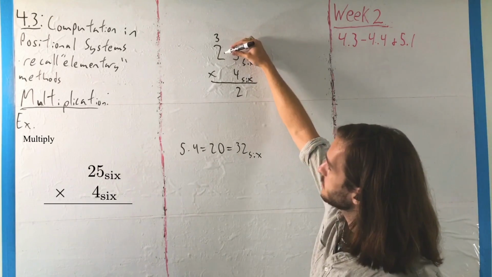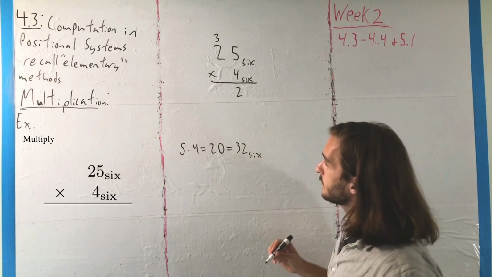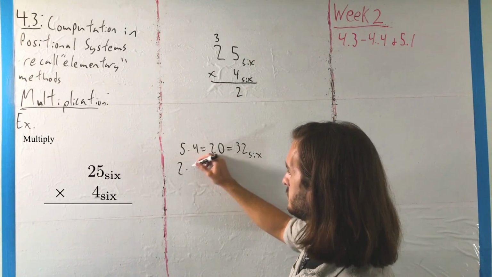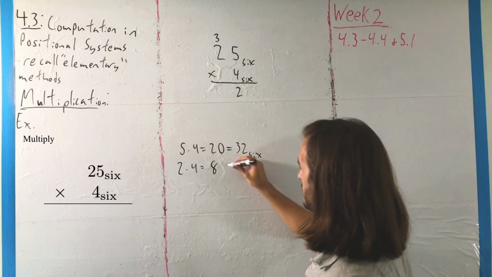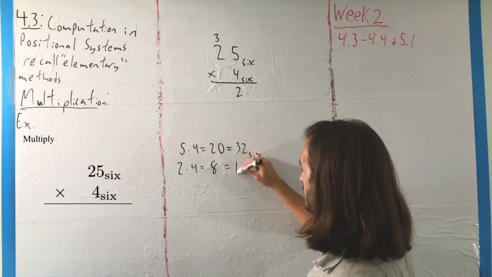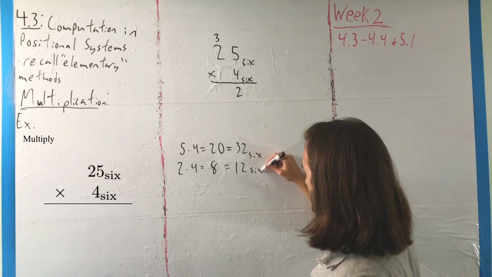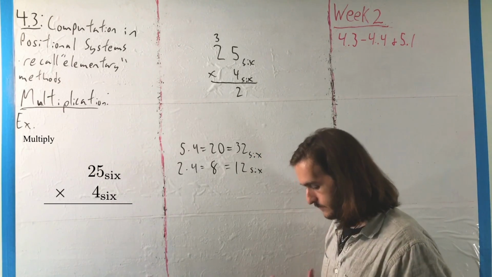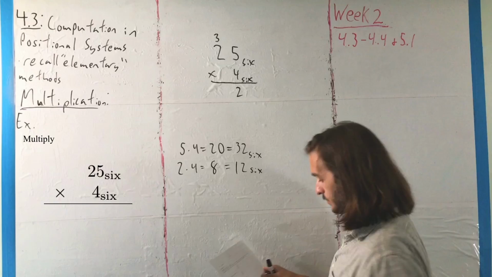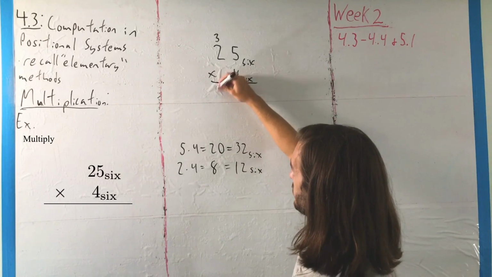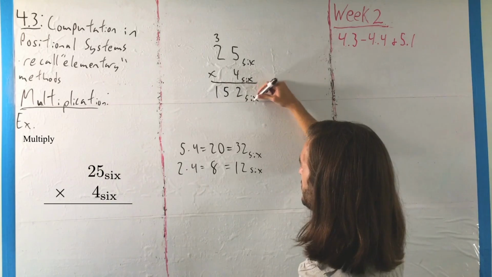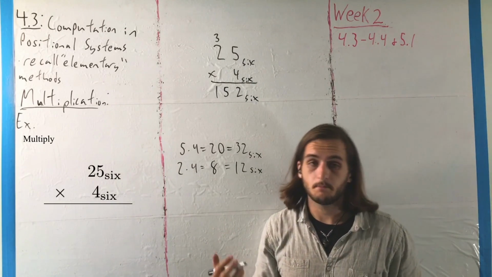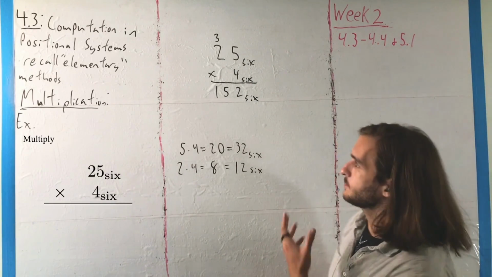Then what we're going to do is carry along a 3, and here we will have 2 times 4, where again, 2 times 4 acts like 8 in base 10, but 8 in base 10 will be 1, 2 in base 6, and then the carried 3, so we'll end up with a 1, 5. So our final answer here is 1, 5, 2, base 6.